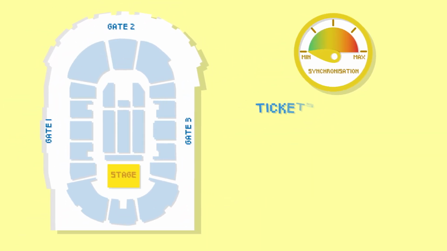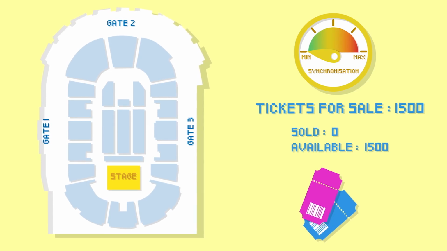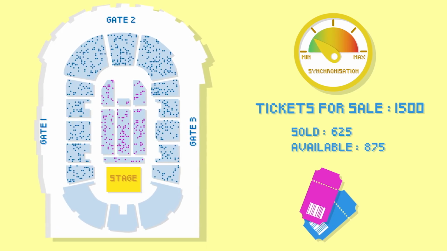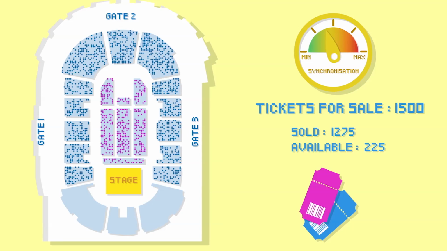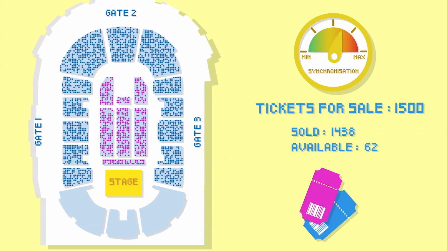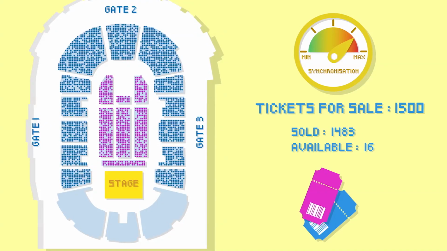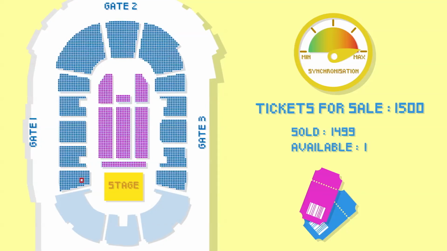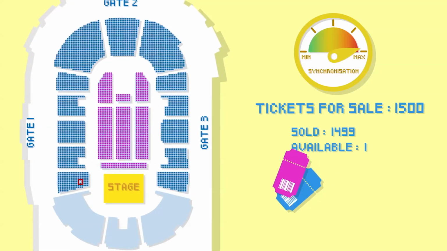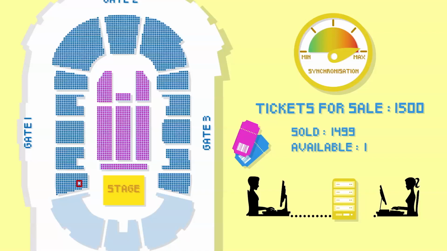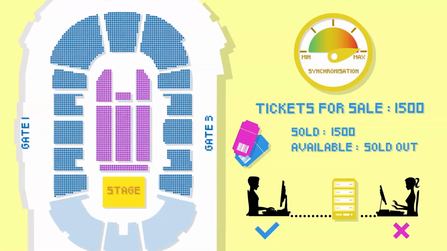For instance, consider a merchant website that sells concert tickets. The more tickets are sold, the fewer seats are available, and the more the database has to be synchronous. When the merchant gets to selling the last available ticket, the database needs to synchronize tightly to avoid selling it twice.